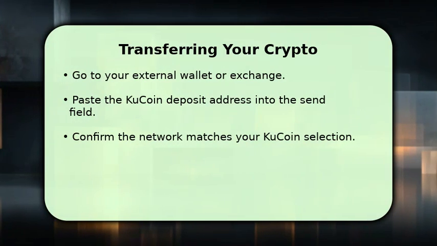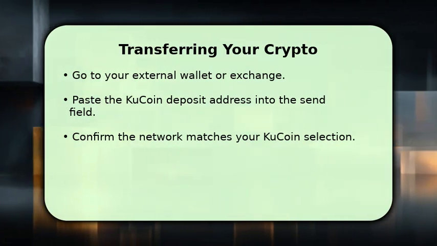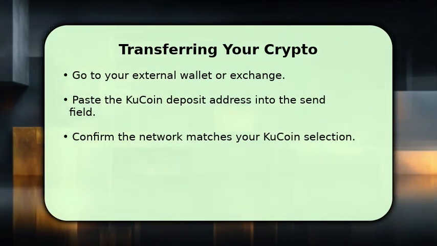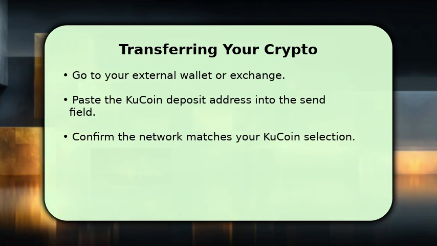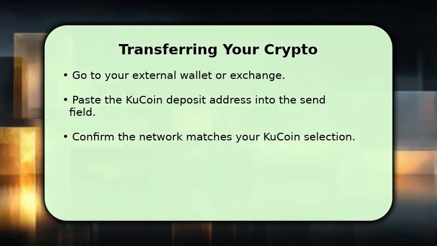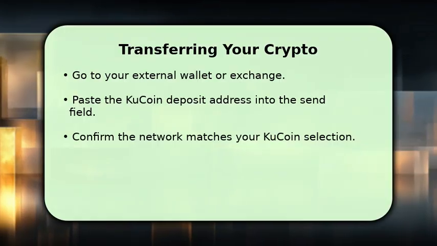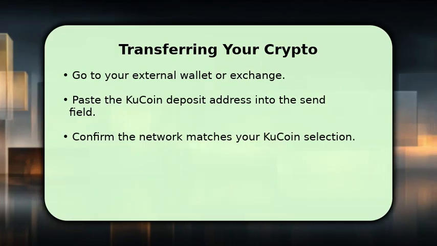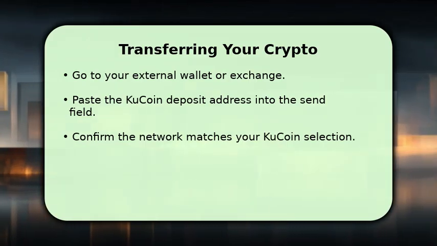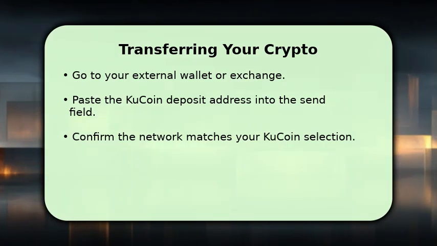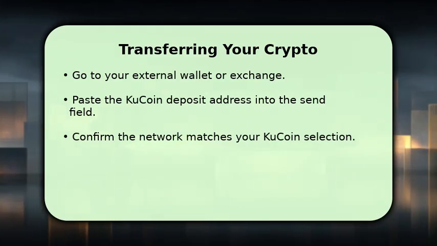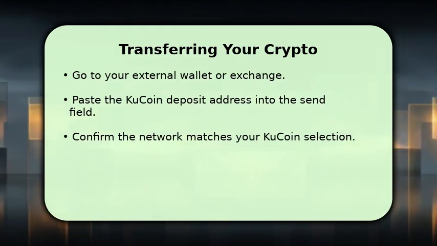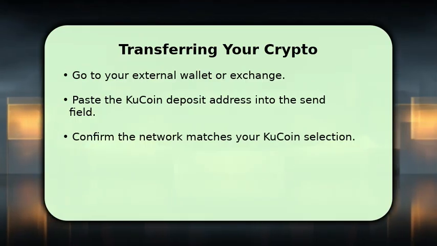Now, open your external cryptocurrency wallet or the exchange from which you'll be sending the funds. Locate the send or withdraw option for the cryptocurrency you're depositing. Carefully paste the KuCoin deposit address you just copied into the recipient address field. Double-check that the network selected on your sending platform matches the network you chose on KuCoin. This step is vital for a successful transfer.